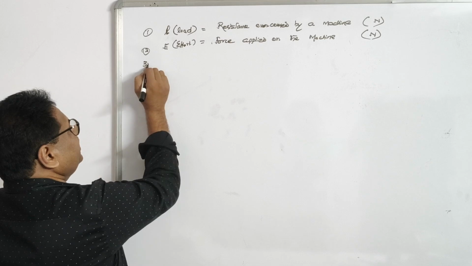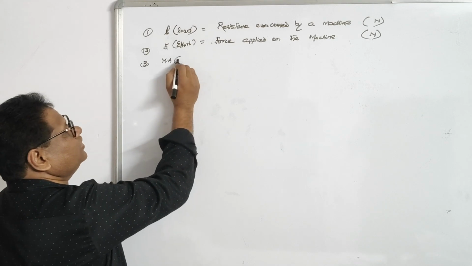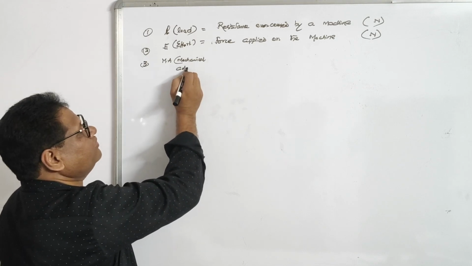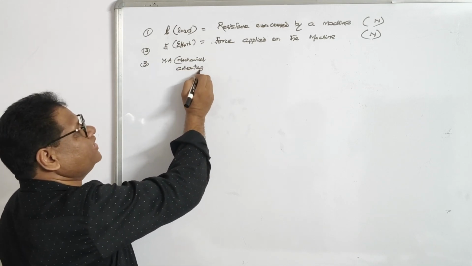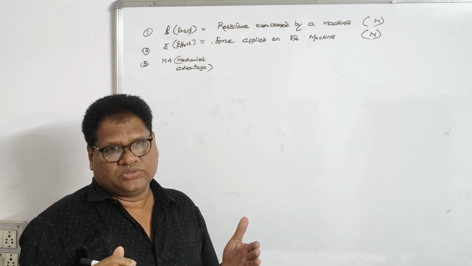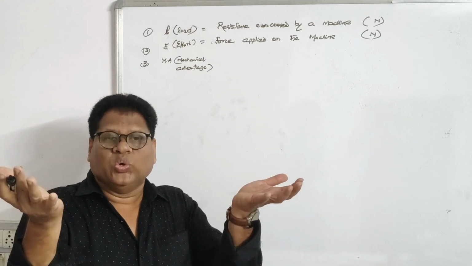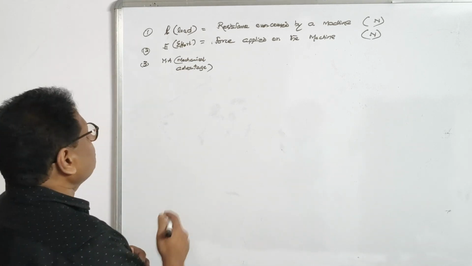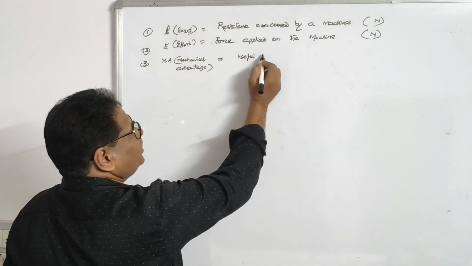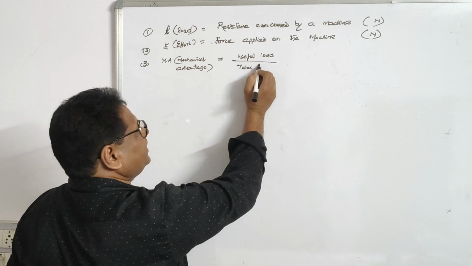Third, we are going to discuss the mechanical advantage, MA. A machine is said to have mechanical advantage if it can lift a heavy load when you are applying a small effort. Gaining mechanical advantage means you are applying little effort and lifting a big load. So it is defined as the ratio of useful load lifted by total effort applied.